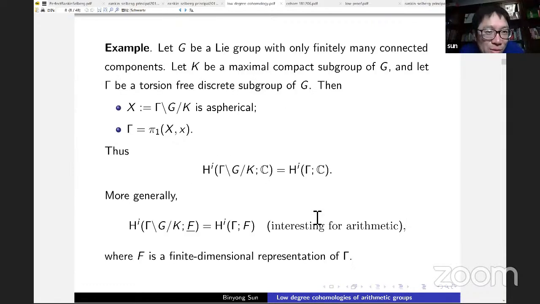Here is another example. Let G be a Lie group with only finitely many connected components. Then for these groups, there is a maximal compact subgroup K, and such a maximal compact subgroup is unique up to conjugation. This is a classical result. And let Γ be a torsion-free discrete subgroup of G. Then the double coset space Γ\G/K is aspherical, and this Γ is isomorphic to the fundamental group of it.